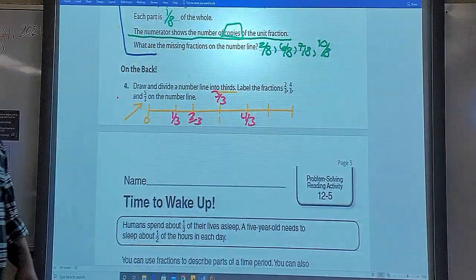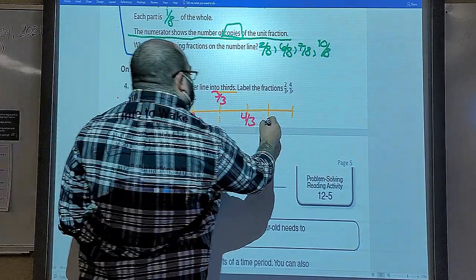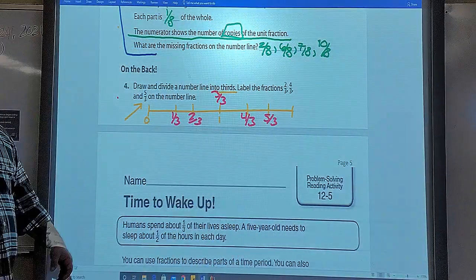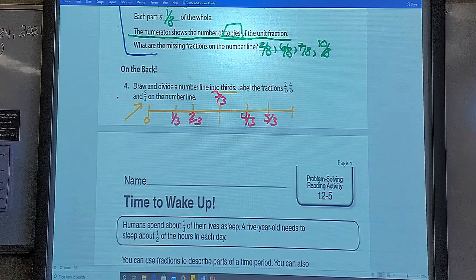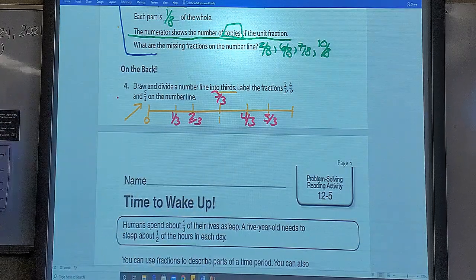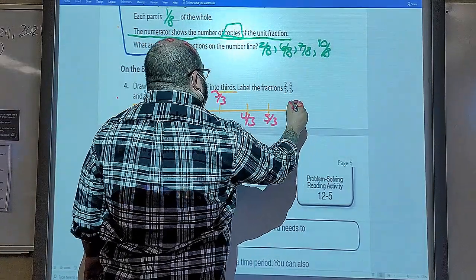And what comes after 4 thirds? What comes after 4 thirds, Kylie? 5 thirds. And because I drew it out, we went a little further. We actually went all the way to 2. That would actually be 2. What would that one be, Brewer? 6 thirds. Right? And that would be the same thing as 2.